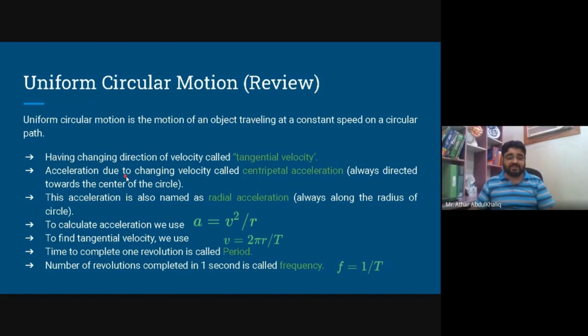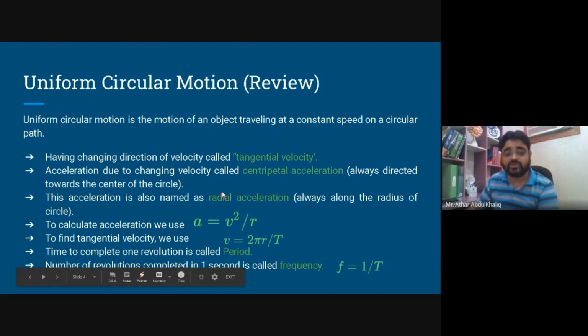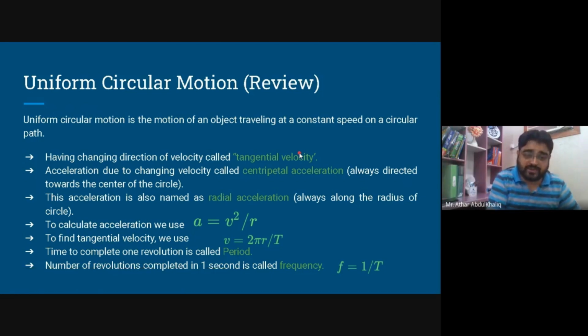So the acceleration in the circular moving object is called centripetal acceleration, we also name it radial acceleration, and mathematically it was equal to v square over r. And if you want to find velocity, we use v is equal to 2 pi r over T. And the number of revolutions in 1 second we call frequency. Time to complete one revolution was named as period, and we said that f is equal to 1 over T. This was something we already discussed in topic 5.1.